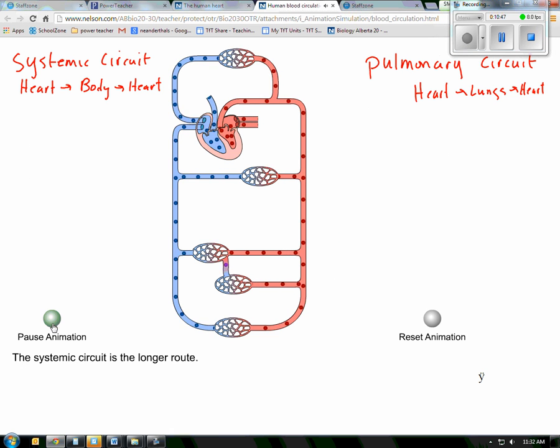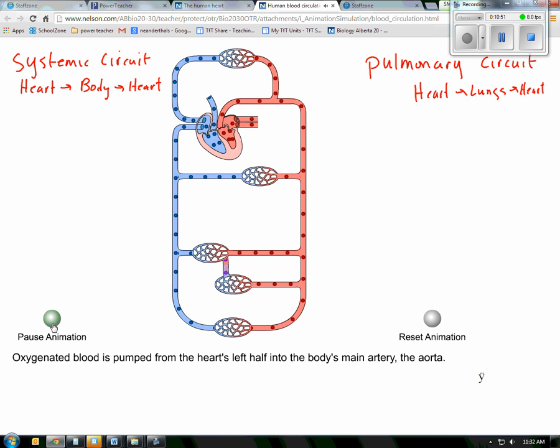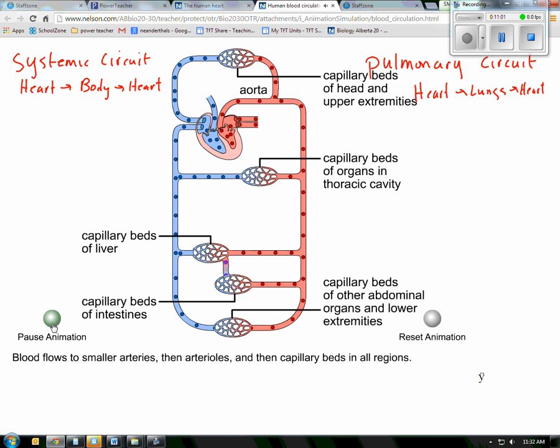The systemic circuit is the longer route. Oxygenated blood is pumped from the heart's left half into the body's main artery, the aorta. Blood flows to smaller arteries, then arterioles, and then capillary beds in all regions. For most of the systemic branches, blood flows through only one capillary bed.